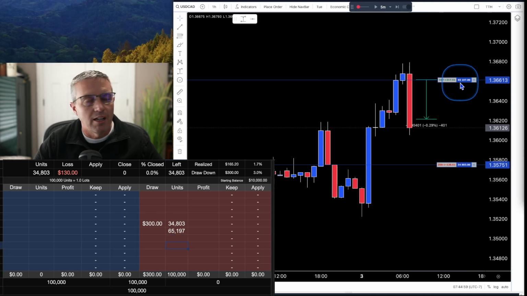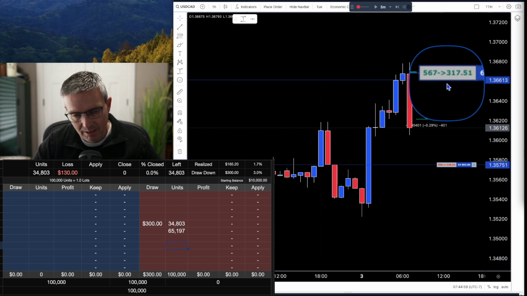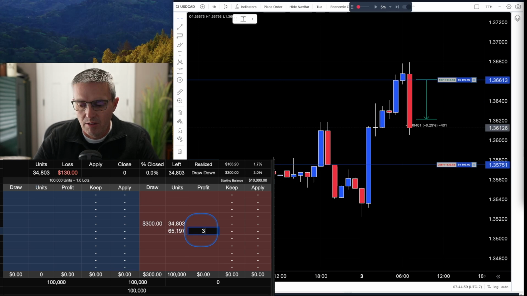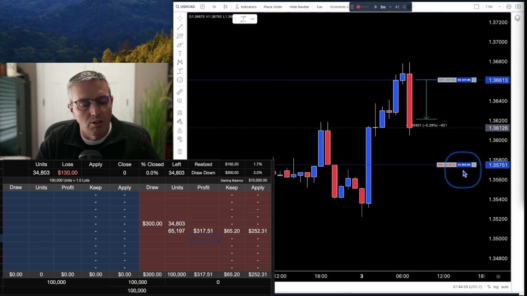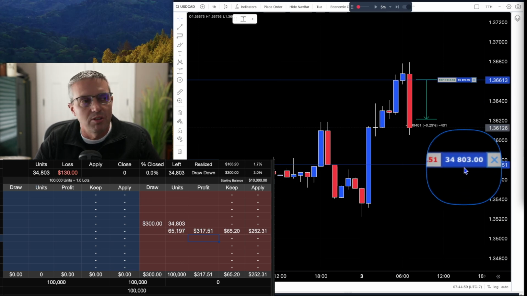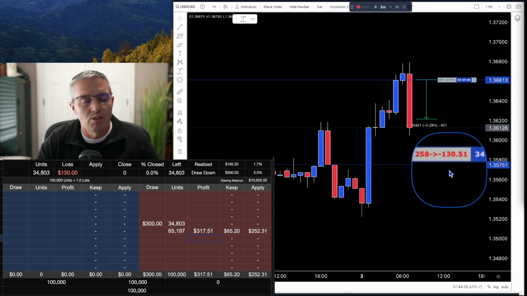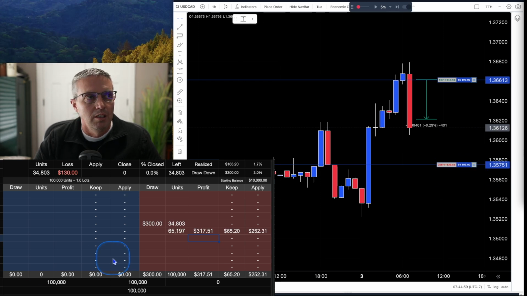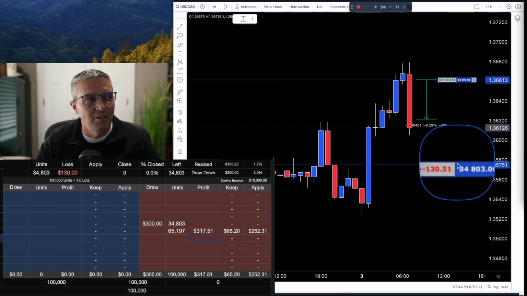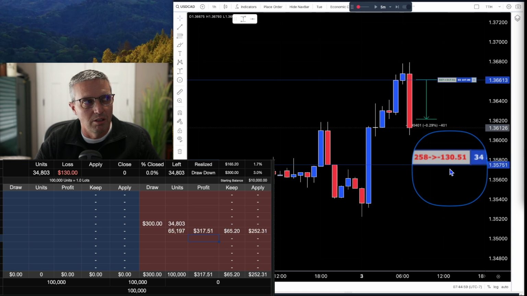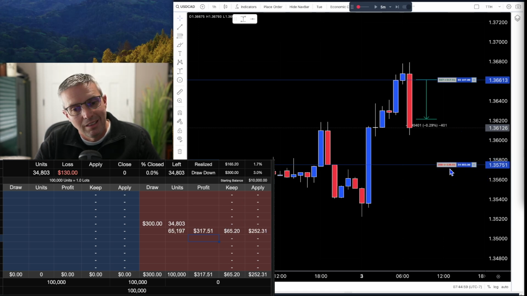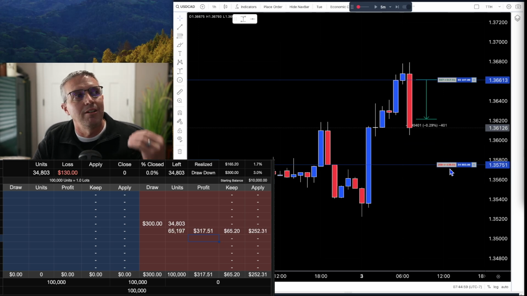We have a 65,197 unit position up here that's in the money, $317.51. So let's put that right here, 317.51. Sweet. And we have the 34,803 unit position that's out of the money, $130.51. So we have $252 that we can apply, and we only need $130.51 to close out. Looks like we get to go flat and we're making a little extra money.